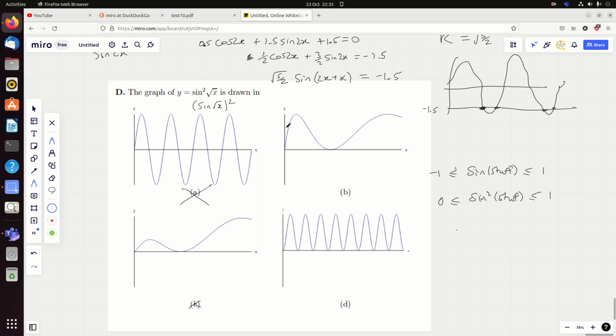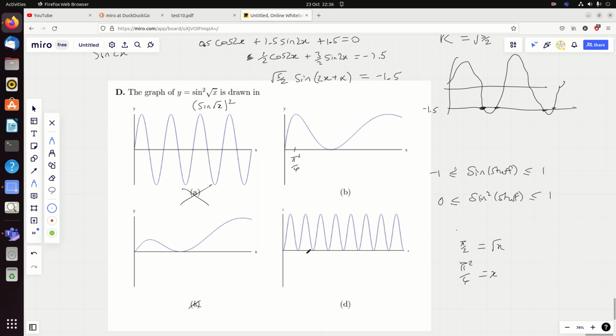Well, it has to be B because of this root x. That's a non-linear kind of thing. So you're going to get a massive gap between the peaks. The first positive peak on sine, the first peak at 1, is obviously when the stuff is pi over 2. In other words, I need root x to equal pi over 2, because then I'll be doing sine of pi over 2 and I'll get a peak. Well, that means that x, of course, is pi squared over 4. So that first peak occurs at pi squared over 4.